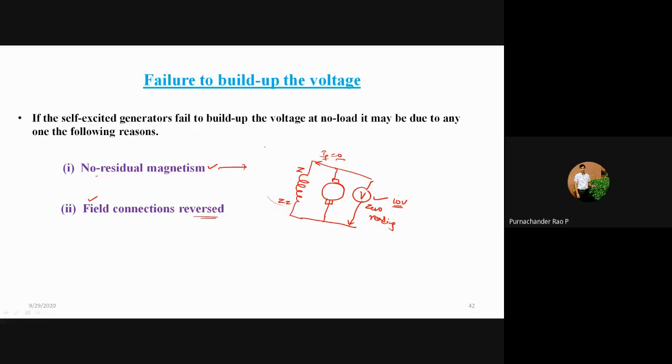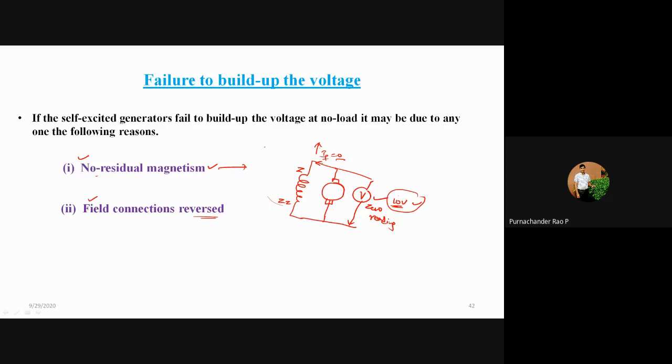And in the second case, you see that IF is 0 and your voltage is shown here, 10 volts. So it indicates that your first thing is present. This machine has residual magnetism, so the first case is confirmed. There is no problem with the residual magnetism. And then now you increase the field current.